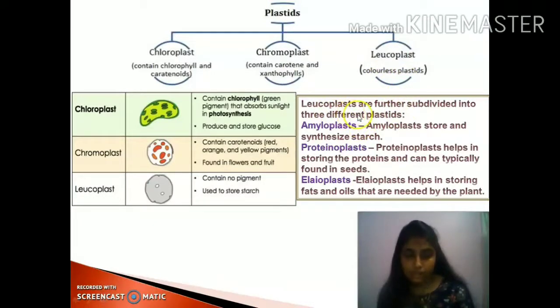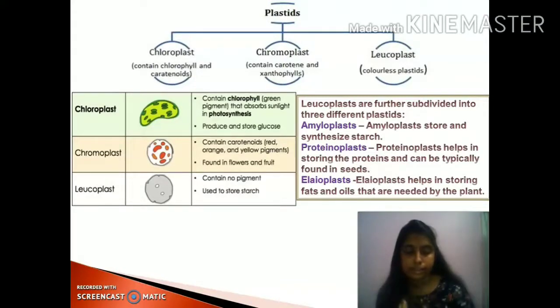Once again, the leucoplasts can be subdivided into three more types. The first one is amyloplasts, the second one is proteinoplasts, and the third one is elaioplasts. Now, we have already discussed the main function of leucoplasts. So what are leucoplasts? These are plastids which are colorless and their main function is storage of starch or storage of food materials, right? So when we say the leucoplasts are subdivided into three main types, we understand that these types are also adapted for storage of different types of food materials, right?